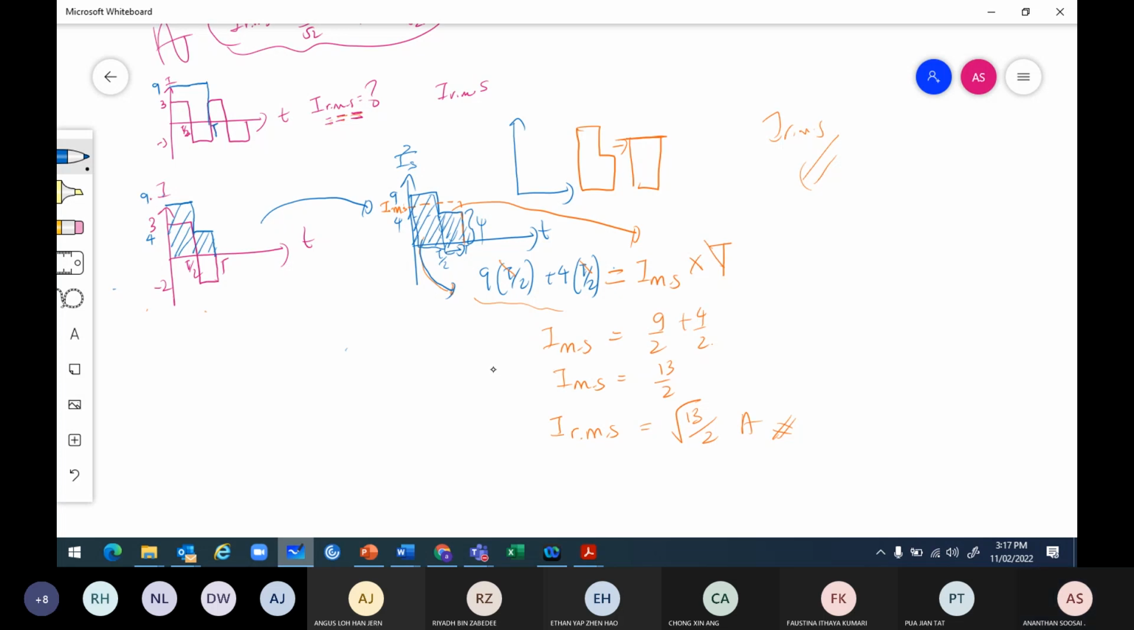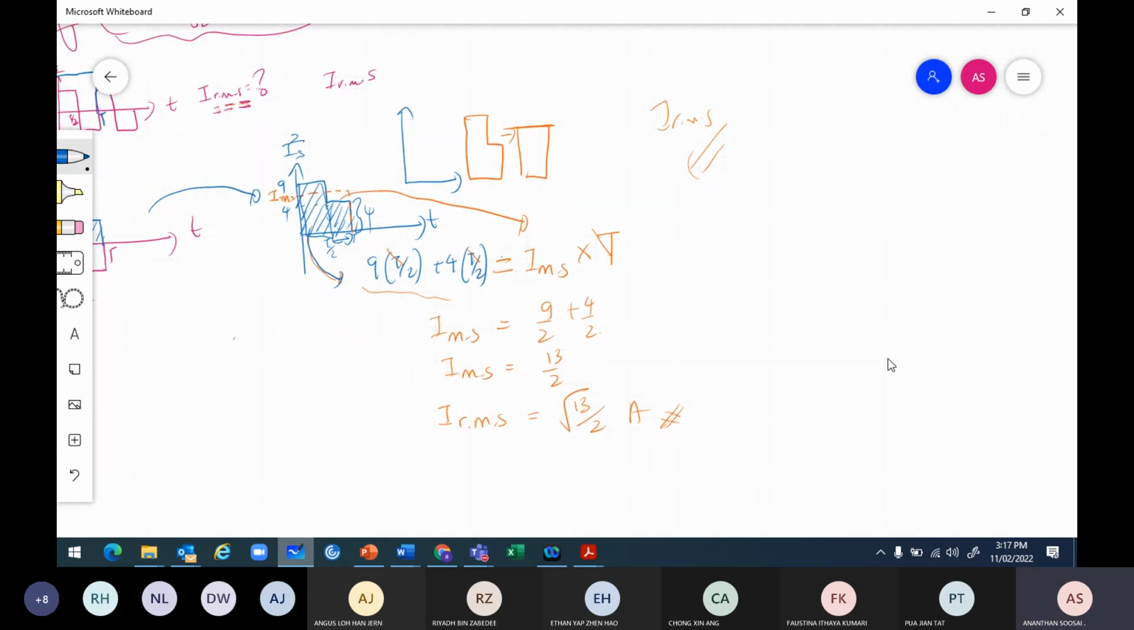Okay. Riyad, you have the idea? Yeah, thanks, sir. Actually, we make whatever uneven shape into a rectangle shape to find the mean value. Okay. So I don't know how well you absorb this. Get to know this graph.